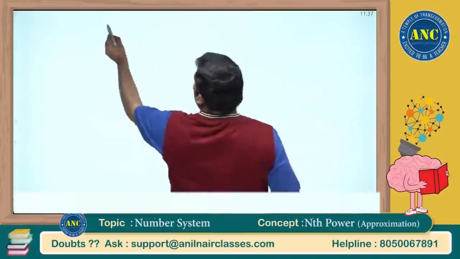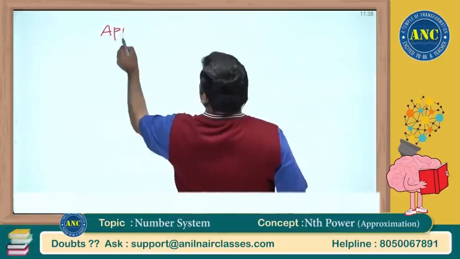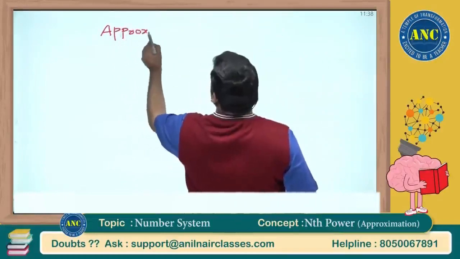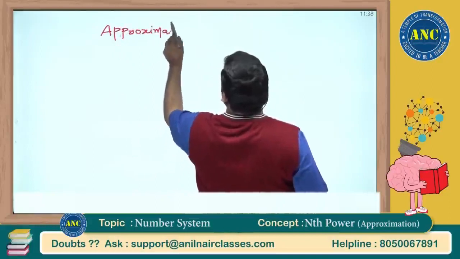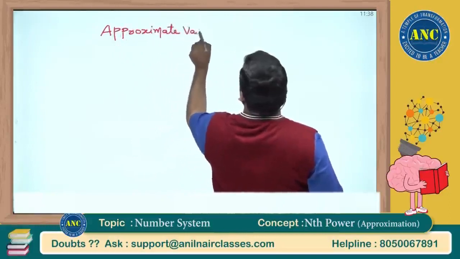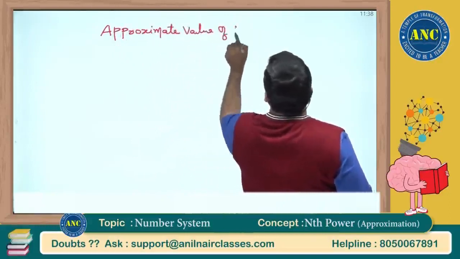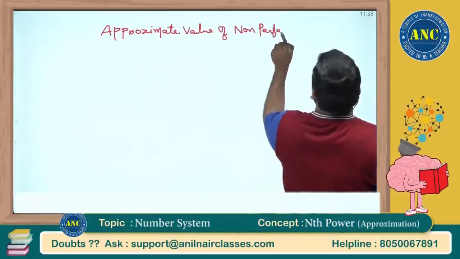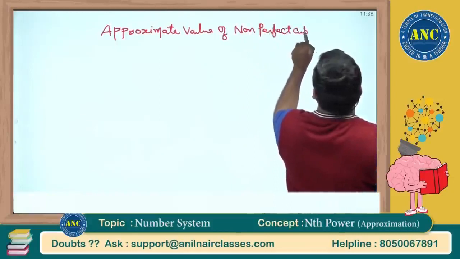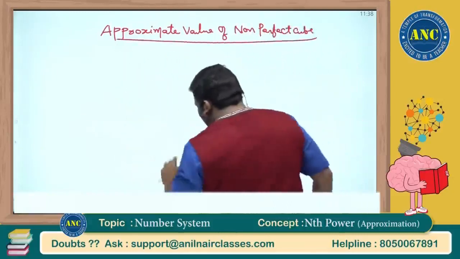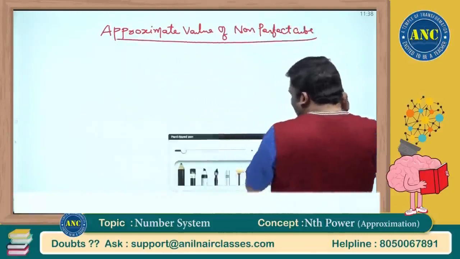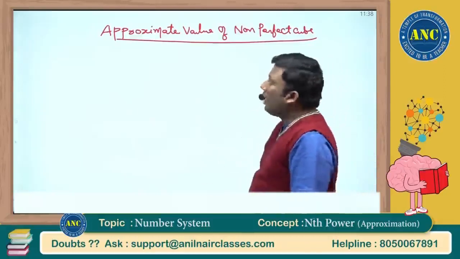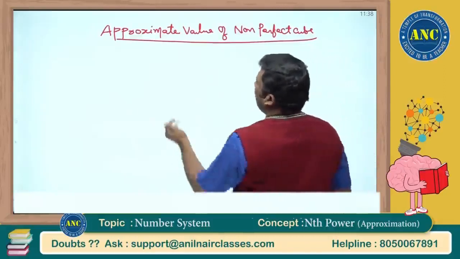Now, another beautiful concept. Same thing what we did. Watch the entire video. Then you can find out the approximate value of a non-perfect nth power also. How to find the approximate value of a non-perfect cube?